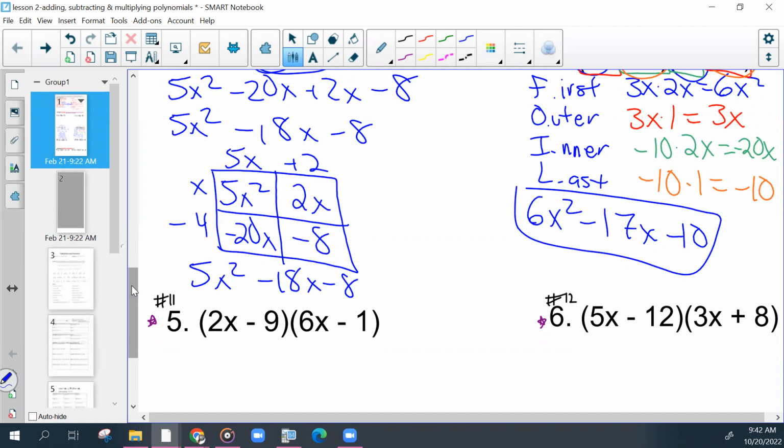Other questions on 1 through 6? Questions on 7 and 8?